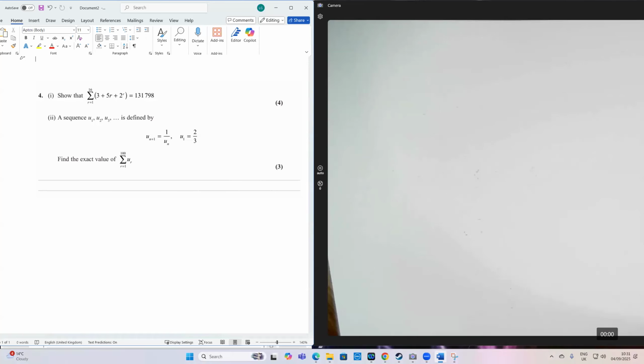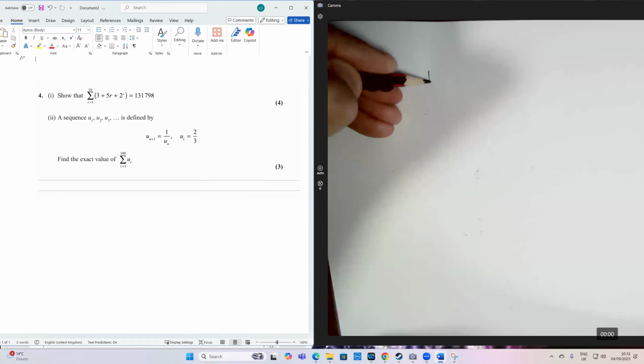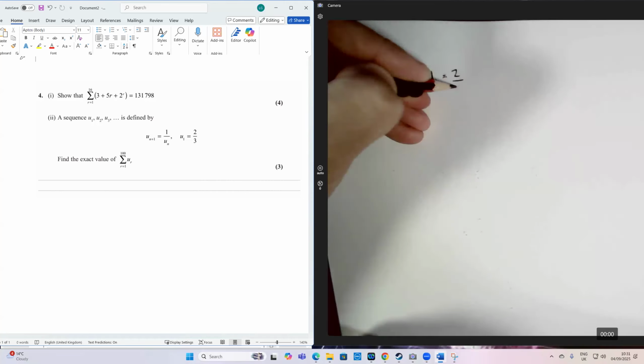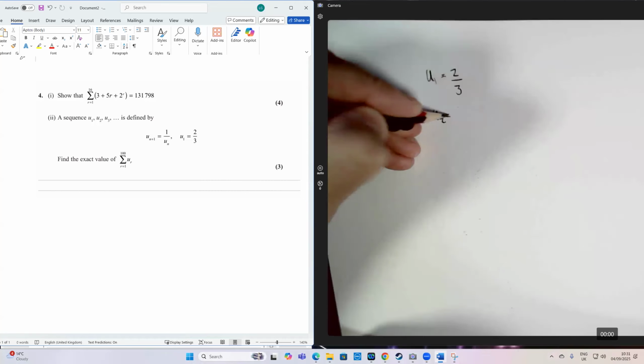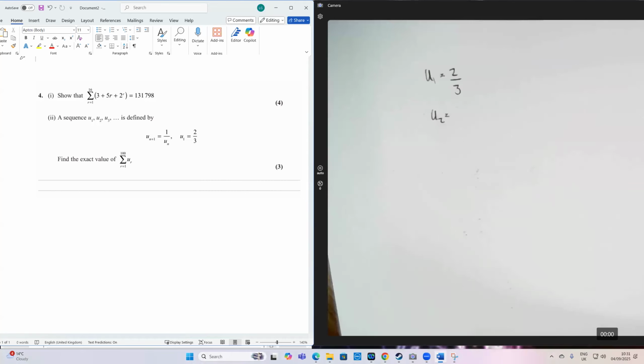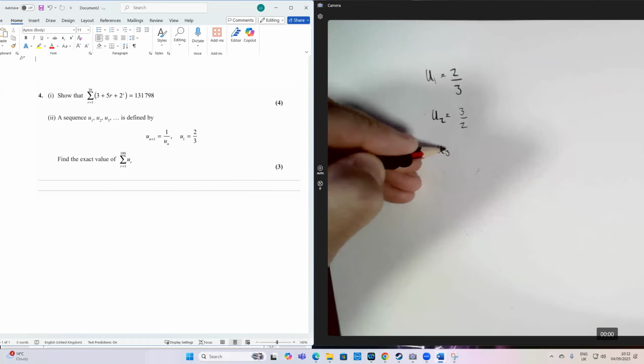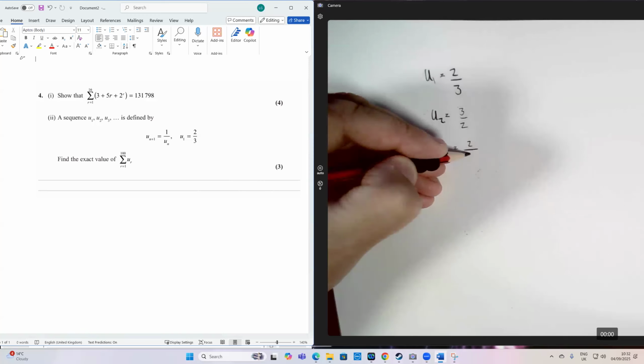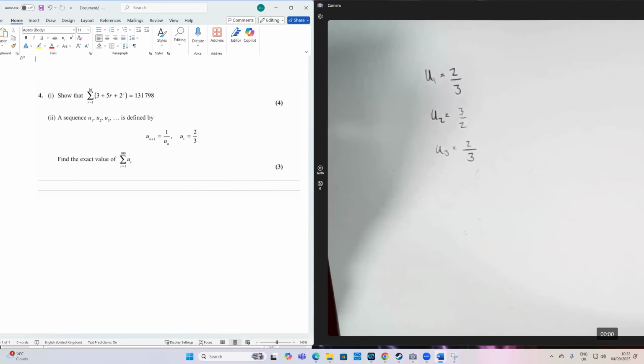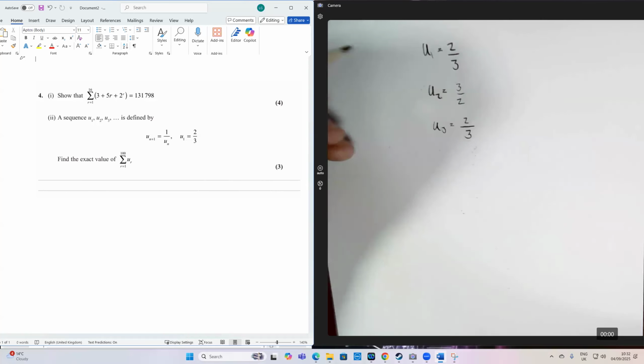So this time we've got a recursive, iterative kind of formula. Again, let's generate the first few terms and see what's happening here. Our first term, we're given, u1 is 2/3. The second term, u2, is the reciprocal of the previous term, so it's going to be 3 over 2. The next term is the reciprocal of the previous term, so it's going back to 2/3. So we've got a sequence that is neither arithmetic nor geometric. It's periodic, and 2/3 and 3/2 are alternating.